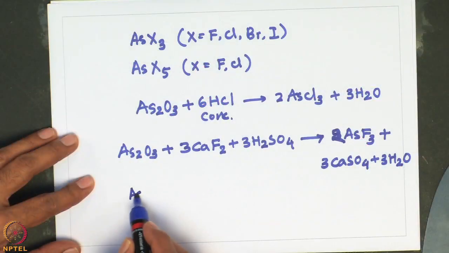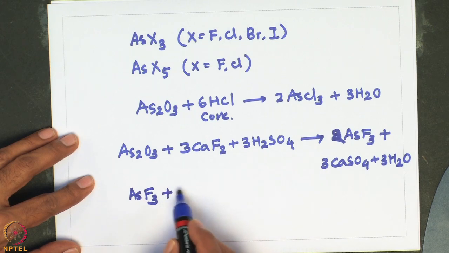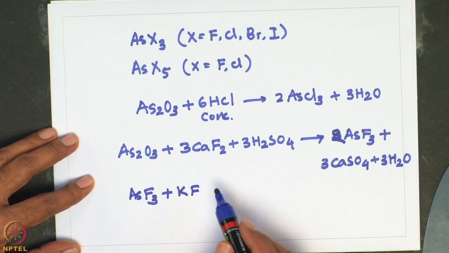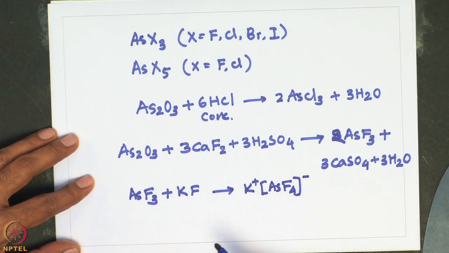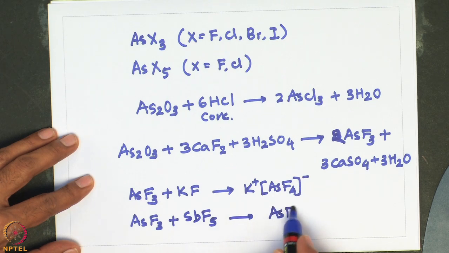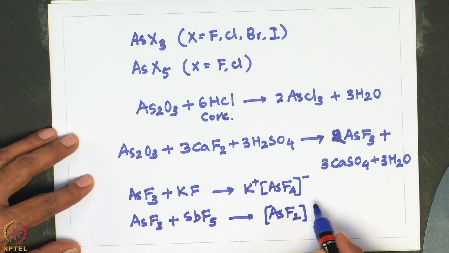Of course, with an appropriate reagent, AsF3 may act as either fluorine acceptor or fluorine donor. I will show you both of these reactions. For example, AsF3, when it is treated with KF, which is a strong fluorinating agent, leads to the formation of K+ AsF4-. In contrast, when AsF3 is treated with strong fluorine acceptor such as SbF5, it forms the corresponding cation. So, it shows the dual nature of AsF3. So, it can act as a fluoride donor as well as fluoride acceptor.